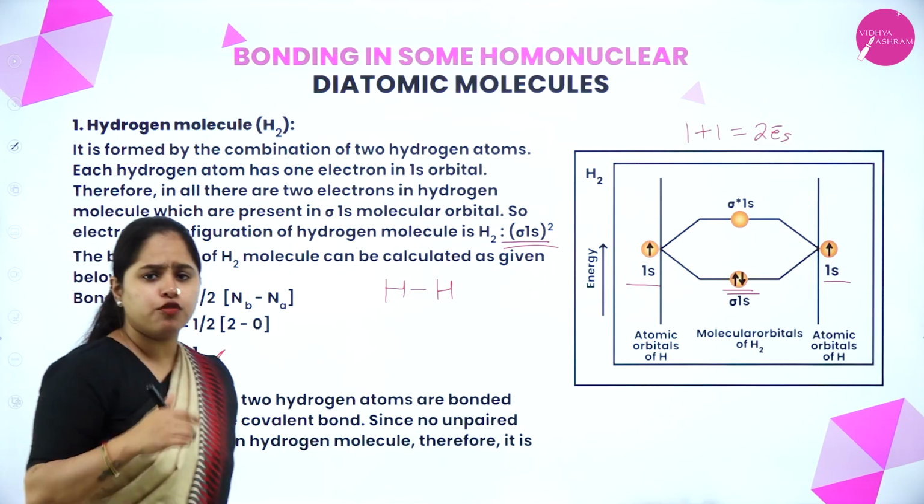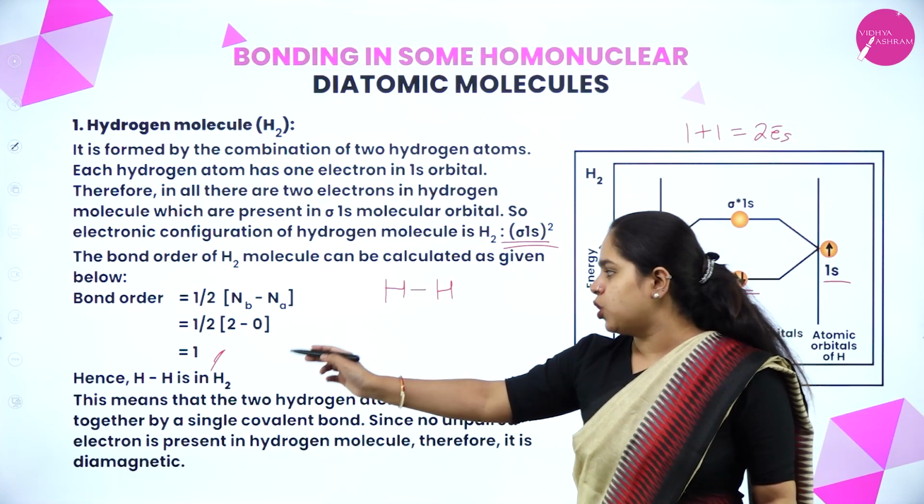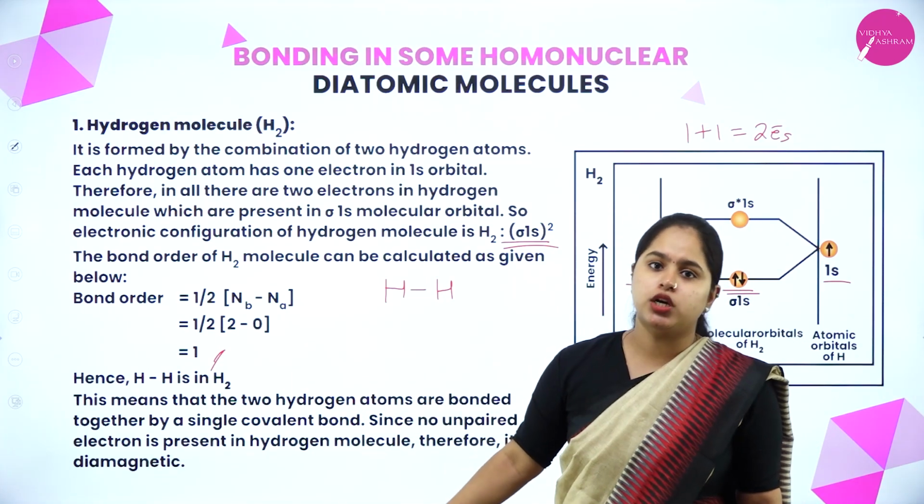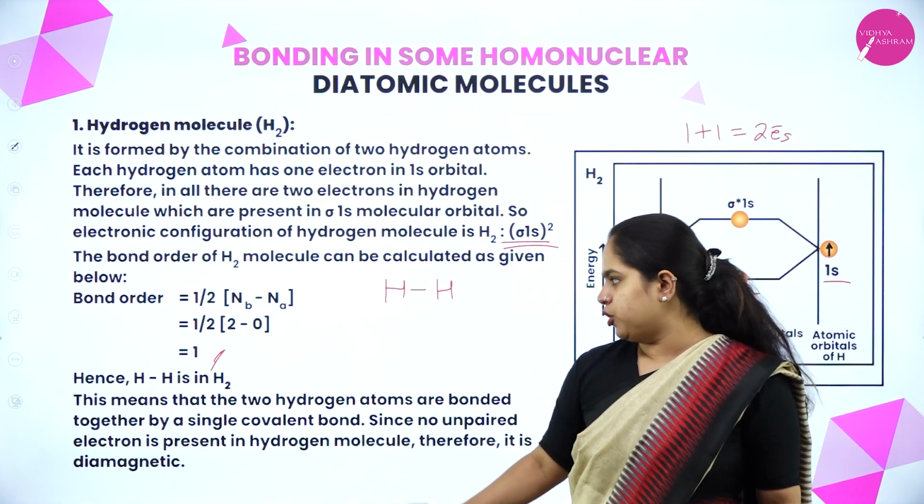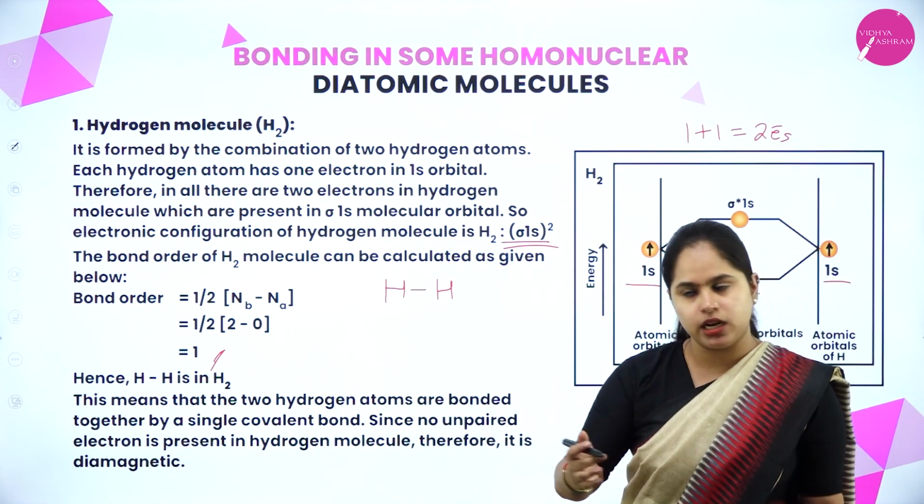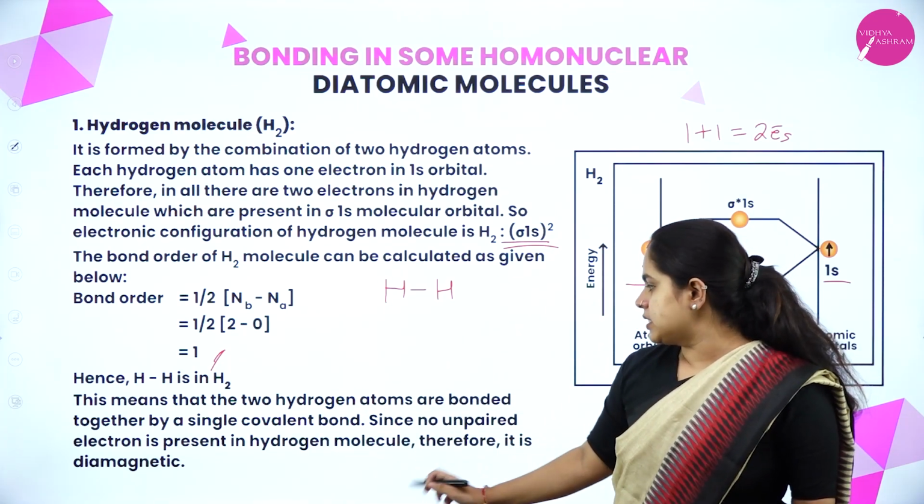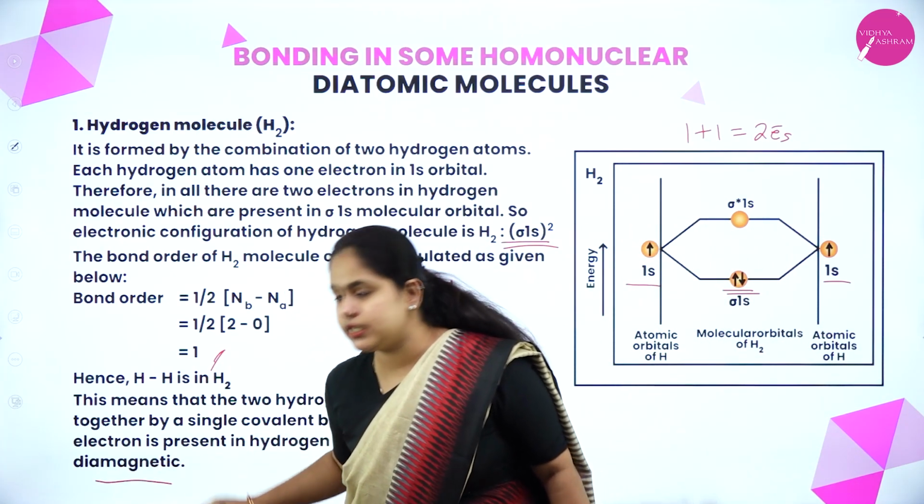I hope it is clear. From the bond order value, you can understand that concept as well. So a single bond is present in the hydrogen molecule, and this means that the 2 hydrogen atoms are bonded together by a single covalent bond. And since no unpaired electrons are present, it is therefore a diamagnetic molecule.